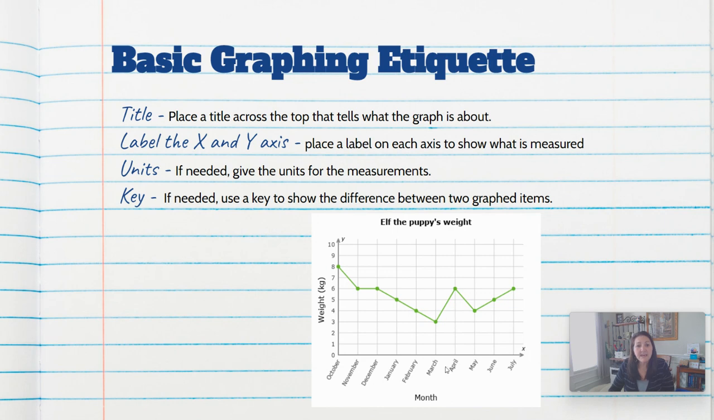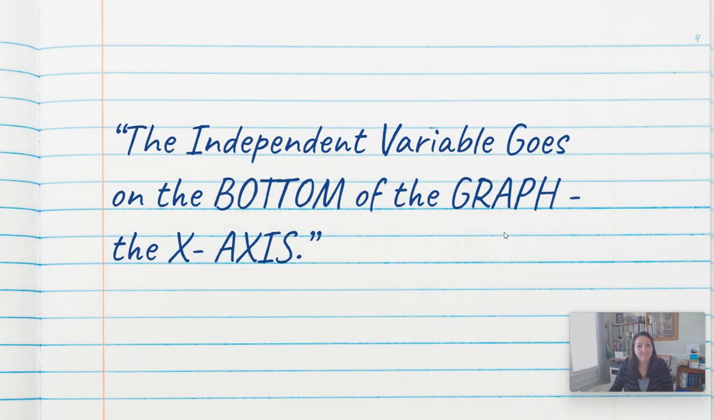And then lastly, if you need to show the difference between a couple different graphs, so if there was Elf the puppy and another puppy, and we had two graphs here, you would also need a key somewhere to let us know which graph was which. So this is basic graph etiquette. Don't forget the title, the X and Y axis labels, and the units.